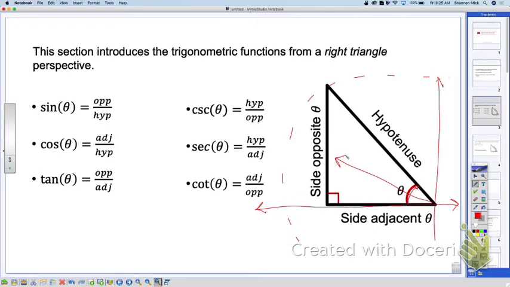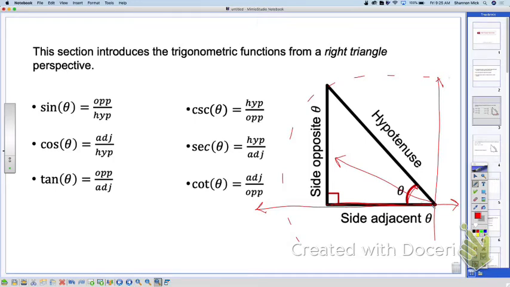Okay. And I'm not going to write out opposite, adjacent, and hypotenuse. I hope you know that OPP would be opposite, correct? So sine is opposite over hypotenuse. Therefore, cosecant is what? Hypotenuse over opposite. Cosine is adjacent over hypotenuse. Adjacent means touching, correct? So adjacent would be touching the angle. Secant then is the reciprocal, hypotenuse over adjacent. Tangent is opposite over adjacent. Cotangent is adjacent over opposite.